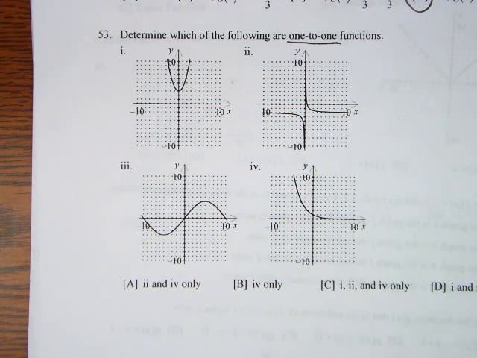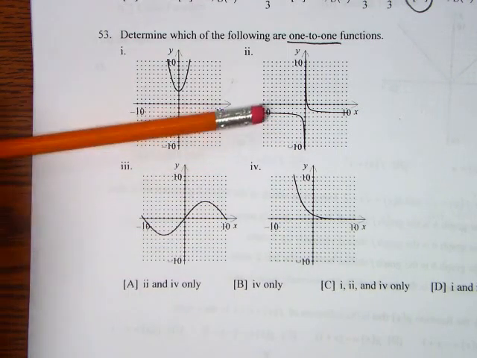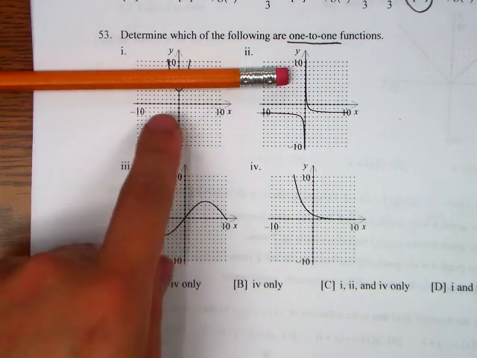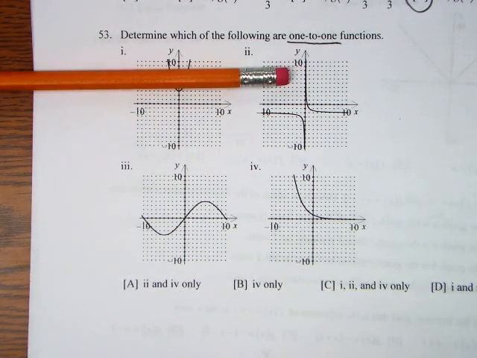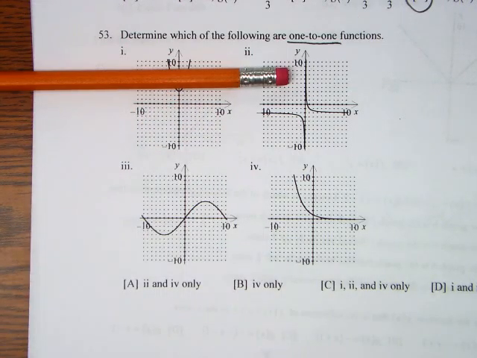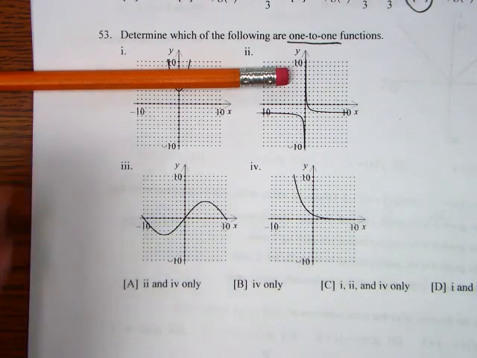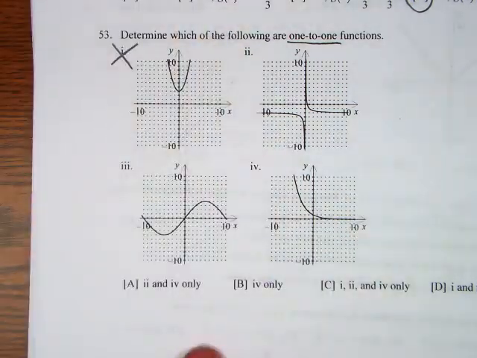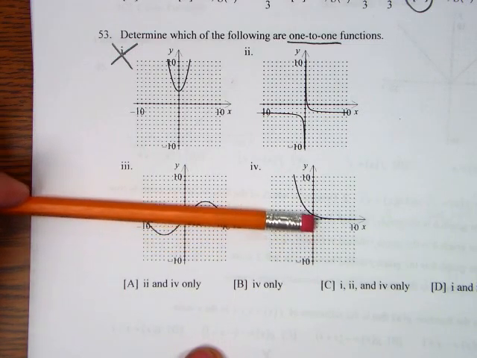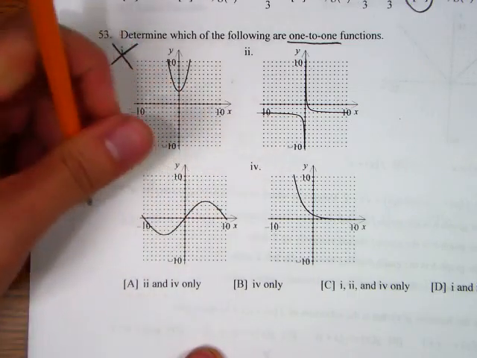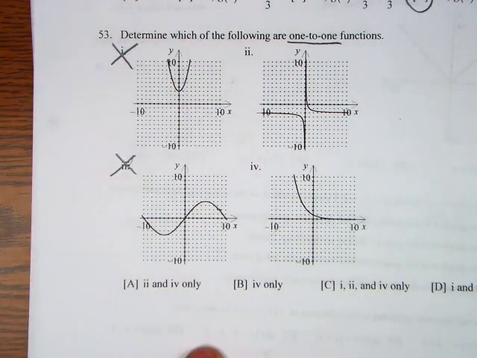To do the horizontal line test, we'll put a pencil here, and we'll see if the function touches the pencil more than once. Like in part 1 right here, we can see that it touches it twice, so we know it is not a one-to-one function. Let's look at part 3 here. If we do the horizontal line test, like right there, we'll see that it touches it twice on our pencil. So that is not a one-to-one function.